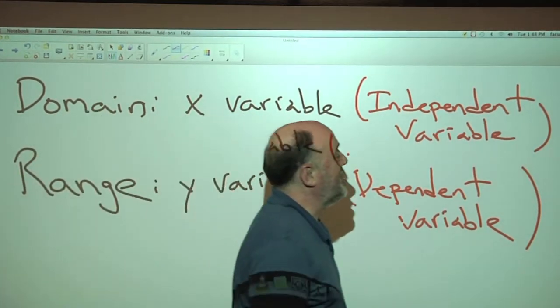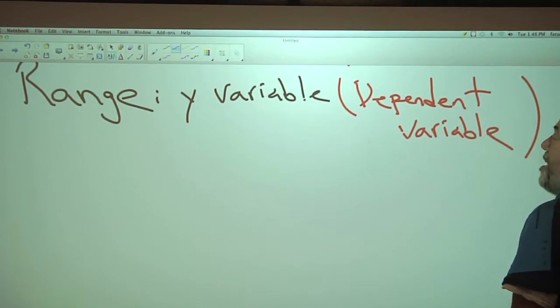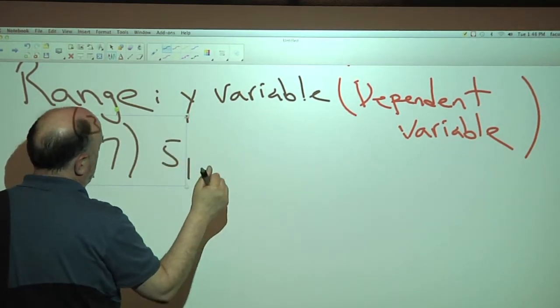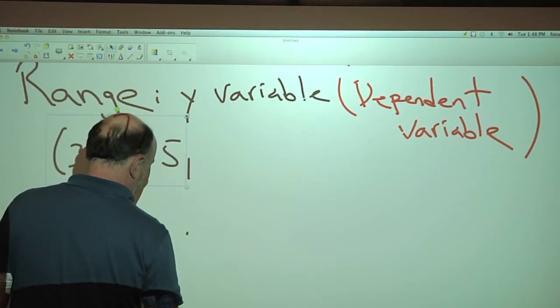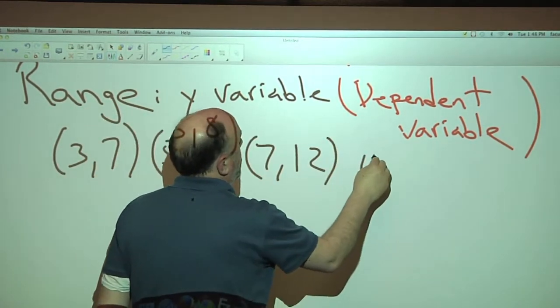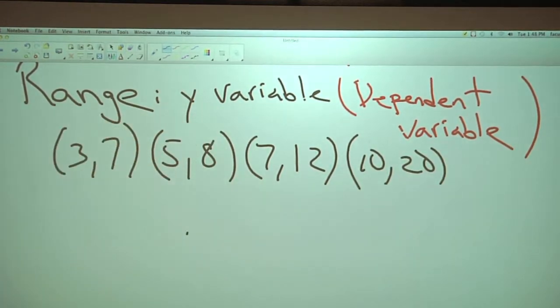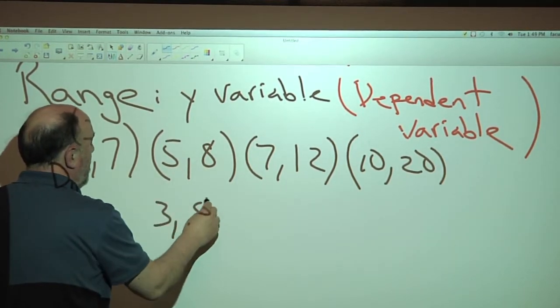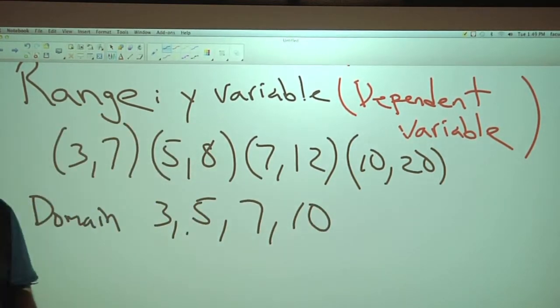So in terms of the first example, domain and range, you go back to what you had in the math 1, 2, 3, you had stuff like this. Given that set, it does describe a function. What is the domain? The domain for this one are the numbers 3, 5, 7, and 10. That's the domain. What's the range? 7, 8, 12, 20. The y numbers, right? So that's the domain and range.